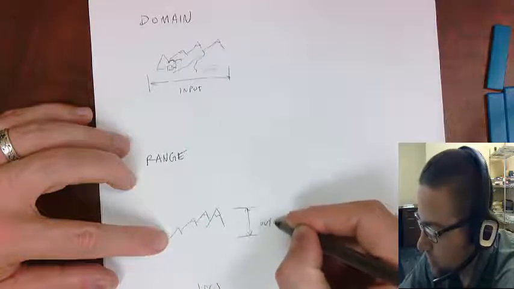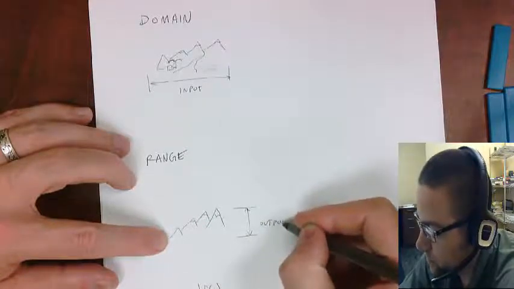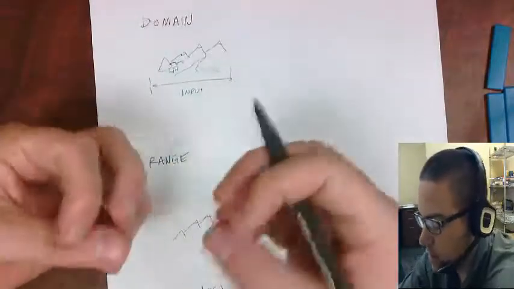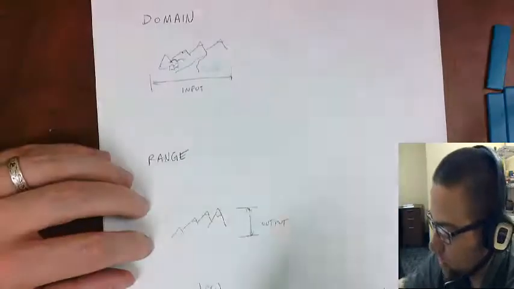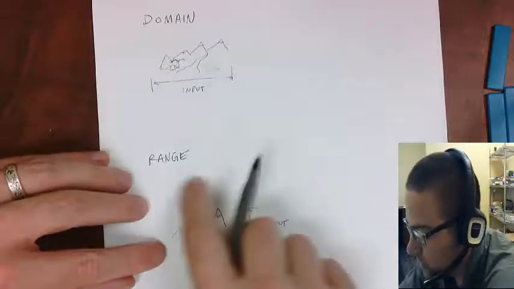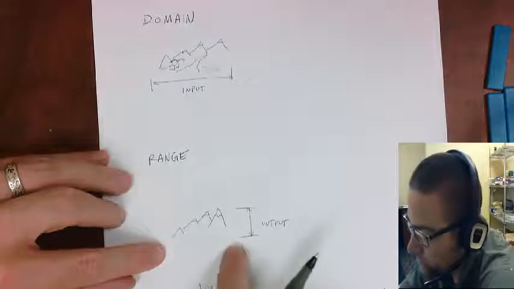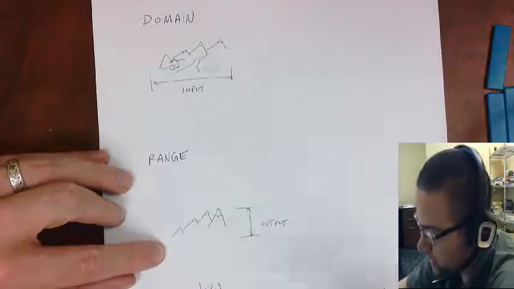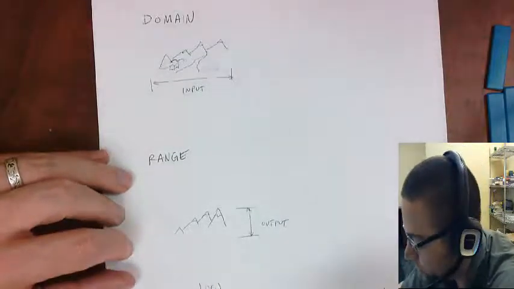like think of a mountain range, right? So domain, think of where you live. It's kind of like your input, the fruit of your labor is your domain, and then the range is kind of like a mountain range. It's up, how high up can it go? How low can it go?